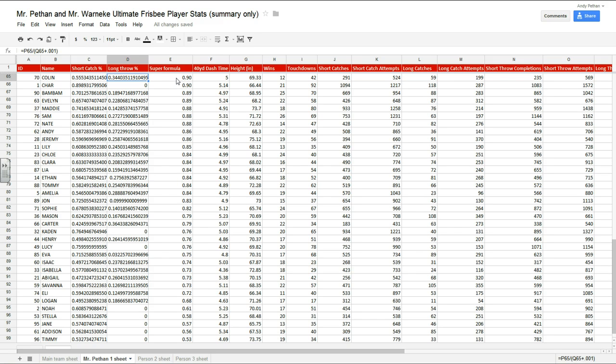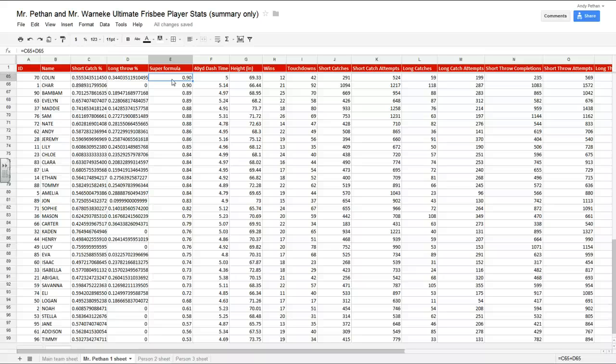Now, what I would do to describe my formula in words is to say that I calculated the short catch percentage for each player and their long throwing percentage for each player, and I added them together. The reason I did that, let's just imagine for a moment, is that I believe that the ability to make short catches is really important in order to get the frisbee in your hands.